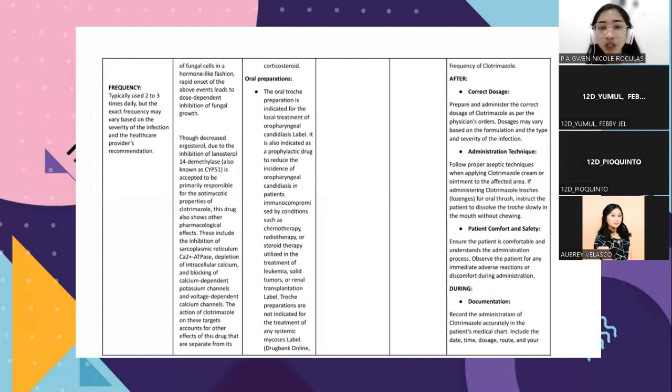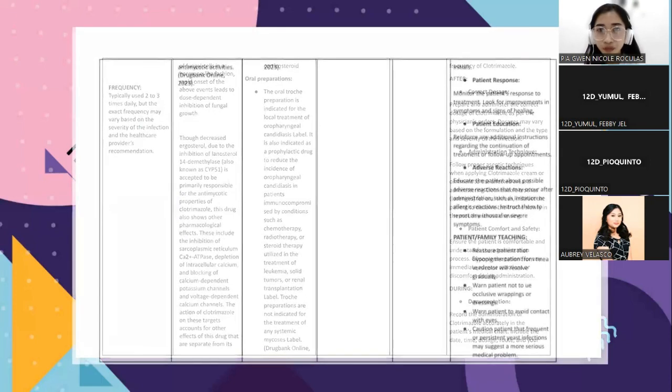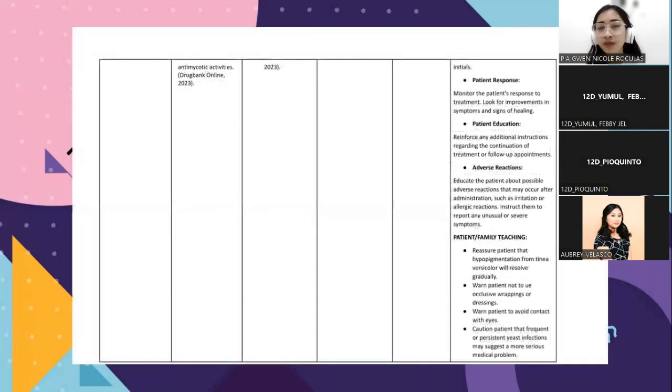Next is during. So during, we have to do documentation. So record the administration of clotrimazole accurately in the patient's medical chart, including the date, time, dosage, route, and your initials. So it is very important to document para ma-remember natin yung mga binigay at ginawa natin sa patient natin, para if ever gustong malaman ng doktor, may maibibigay tayo sa doktor.